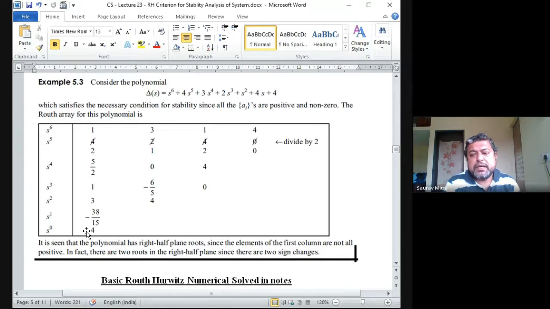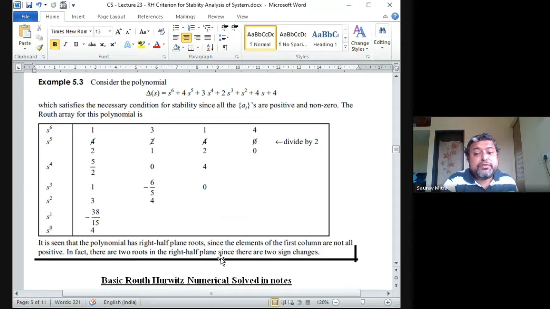That means there are two poles out of 6 which will lie in the right half of the s plane. Hence the system is going to be unstable. So that's why it is written that the polynomial has right half plane roots, because there are two roots in the right half of the s plane, because there are two sign changes. Since the elements of the first column are not all positive, that means not all are of the same sign. So there are two sign changes. In fact, there are two roots in the right half of the plane, since there are two sign changes.